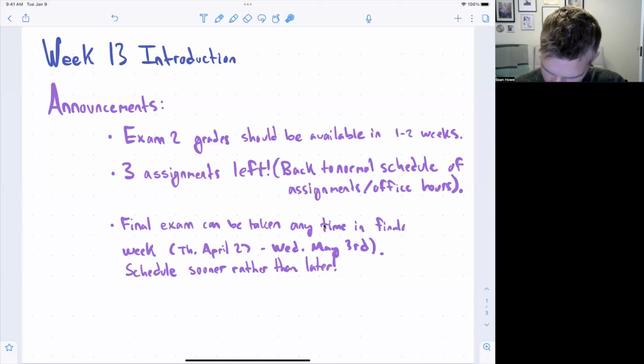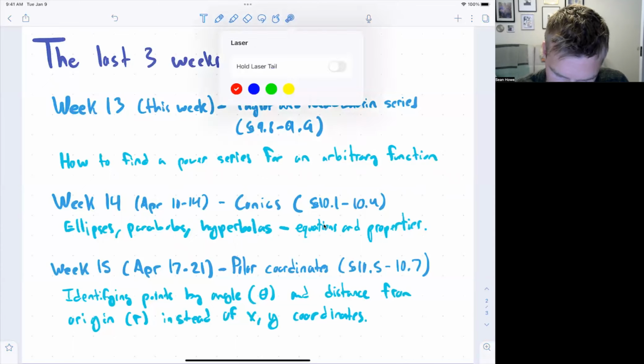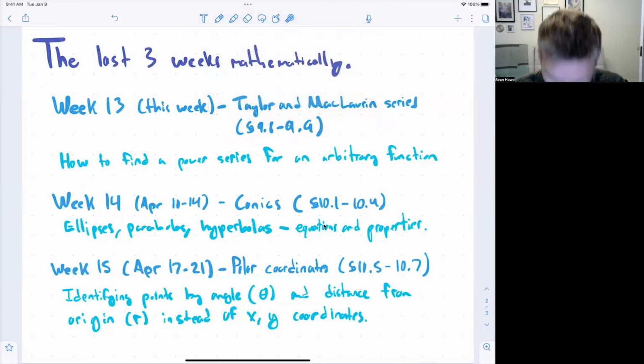So just a brief word about what we're doing mathematically the rest of this semester. It's a little bit of a hodgepodge, actually. We have 3 assignments left, and each of them is sort of its own thing. It doesn't build as much. So this week, we're basically finishing up what we started before exam 1.